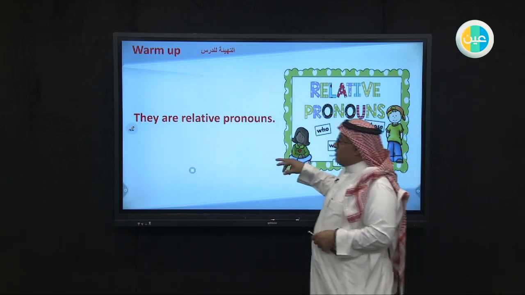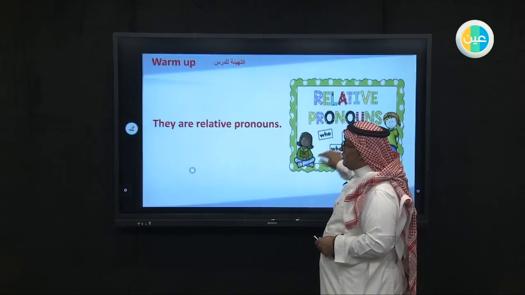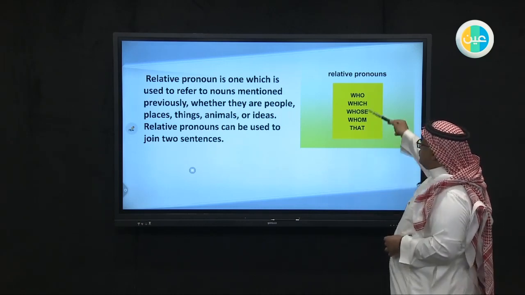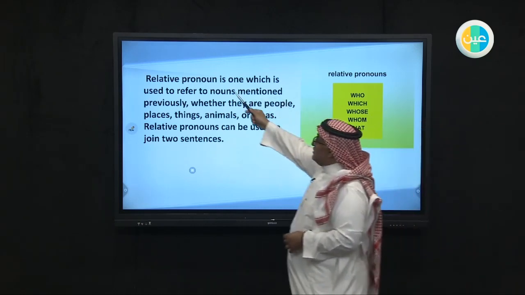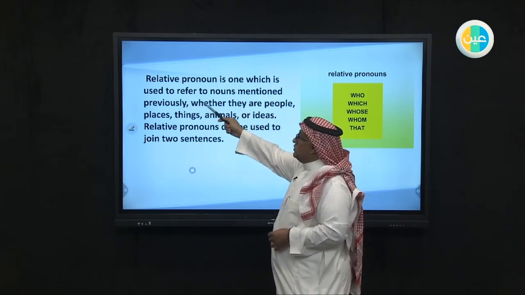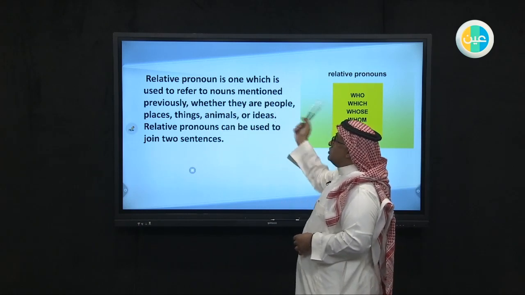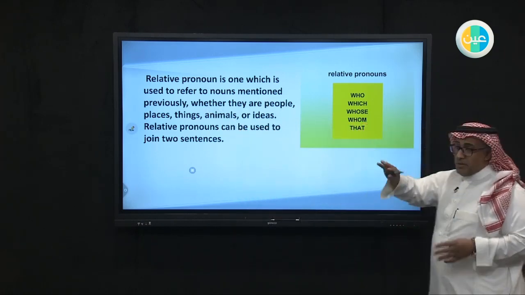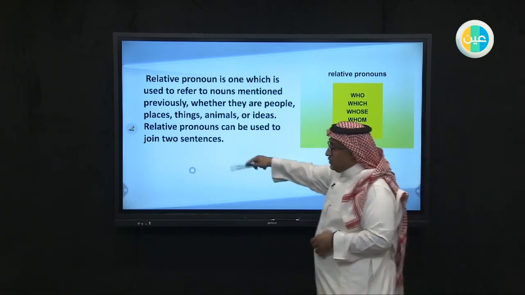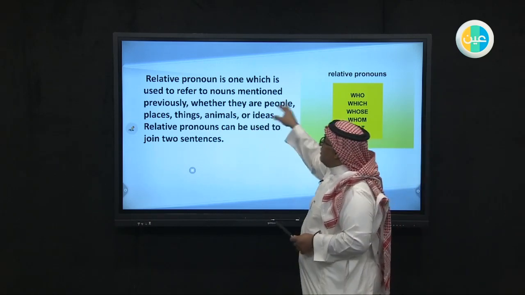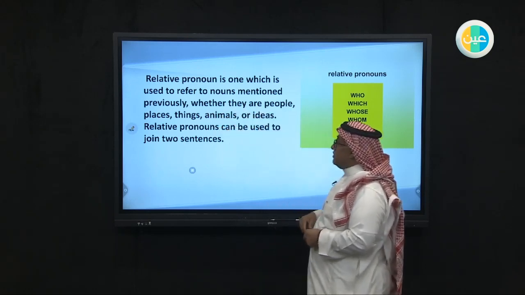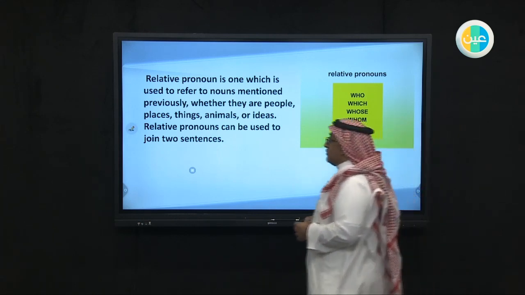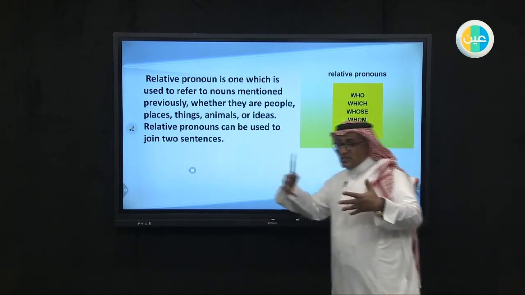Okay, the relative pronoun. Now, the definition of relative pronouns, who, which, whose, that, is one which is used to refer to a noun mentioned previously. Please pay attention to this definition because we will take some examples later. Mentioned previously, whether they are people, places, things, animal, or idea. Relative pronouns can be used to join two sentences together.